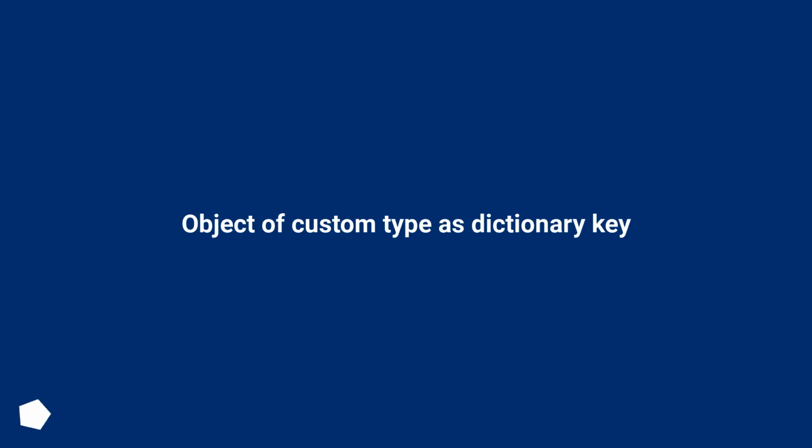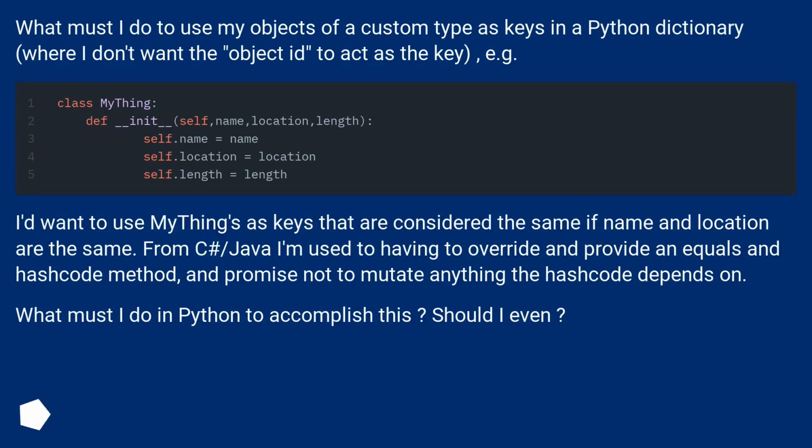Object of custom type is dictionary key. What must I do to use my objects of a custom type as keys in a Python dictionary, where I don't want the object to act as the key, for example? I'd want to use mythings as keys that are considered the same if name and location are the same.